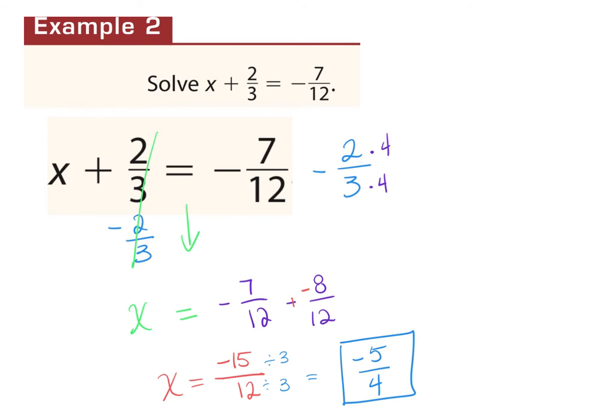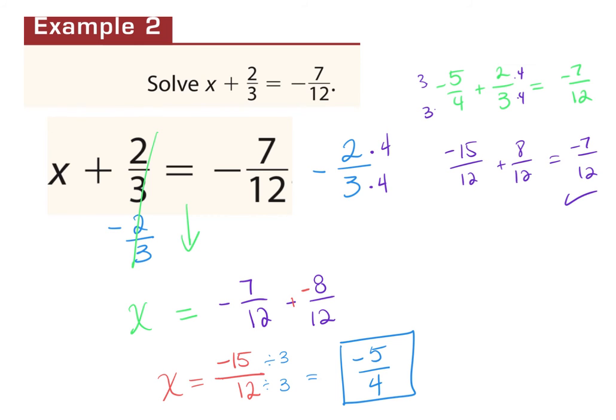And once again, you can check your answers, right? So you can say negative 5/4 plus 2/3 equals negative 7/12. Get a common denominator. Right, so we have negative 15/12 plus 8/12. That does equal negative 7/12. So that is true. This was the correct answer, right?